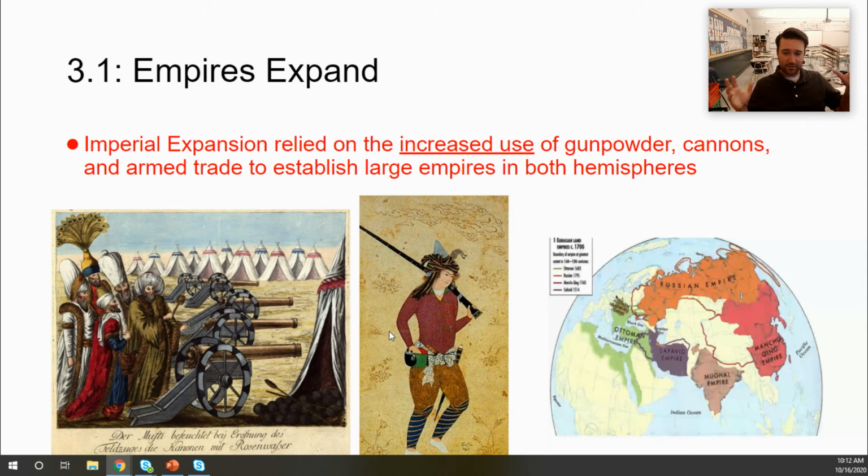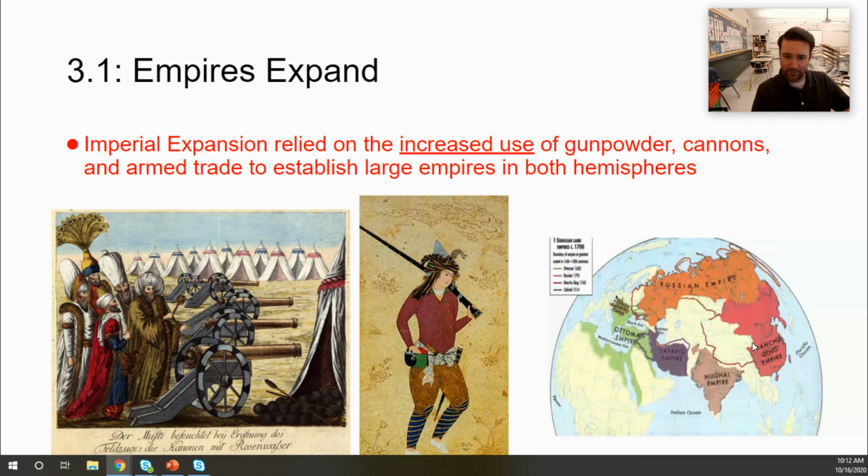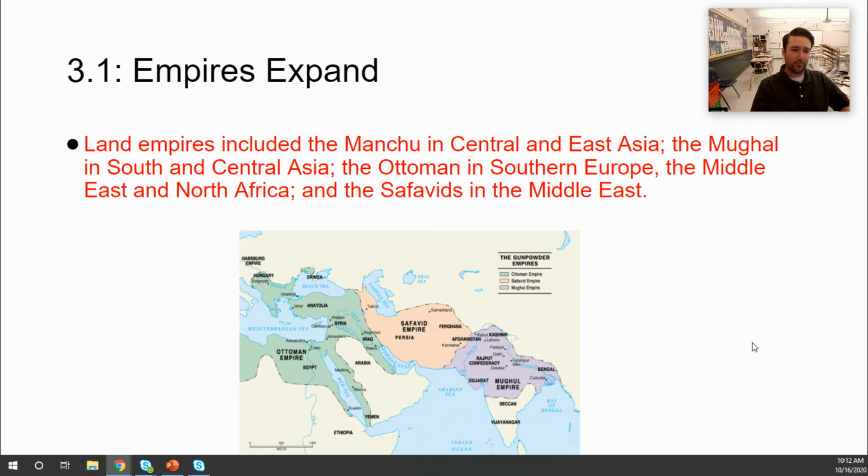So, empires, they expand, and here's, of course, College Board language because it's in red. Imperial expansion relied on the increased use of gunpowder, cannons, and armed trade, and established large empires in both hemispheres. So land empires included the Manchu of Central and East Asia, the Mughals of South and Central Asia, the Ottomans of Southern Europe, the Middle East and North Africa, and then the Safavids of the Middle East.